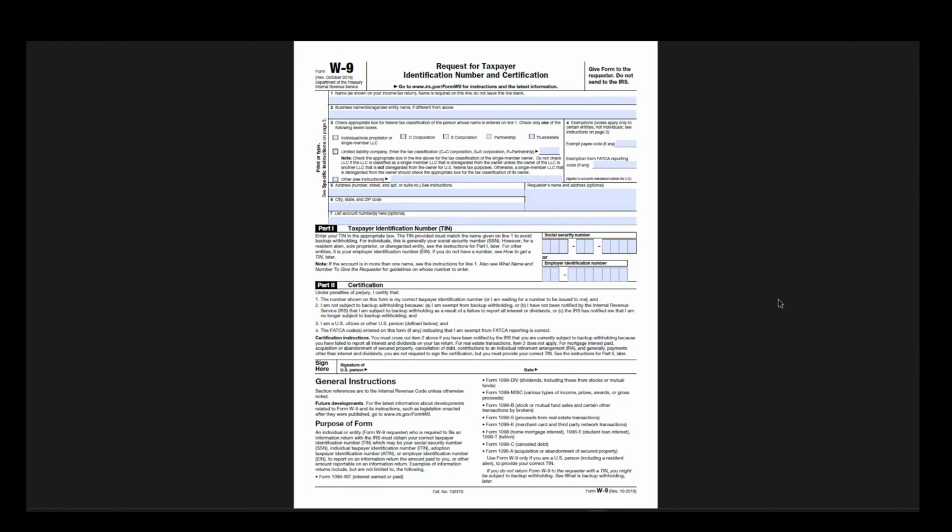This is how you're going to provide your W-9 form. This is the entire W-9 form. As you can see, it is only one page long, so it really shouldn't take you very long to prepare and complete to get back to the requester.